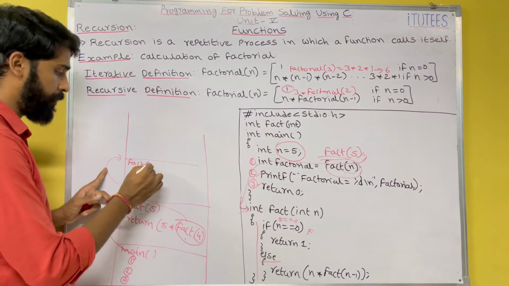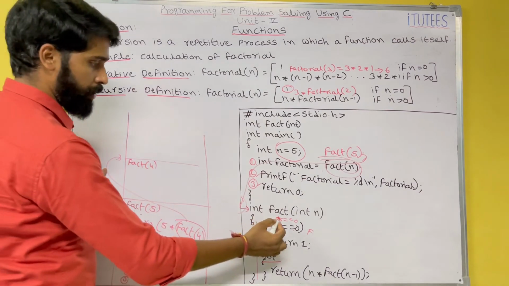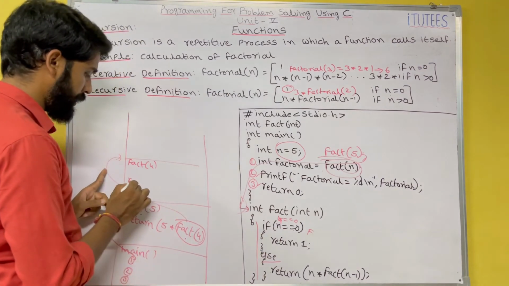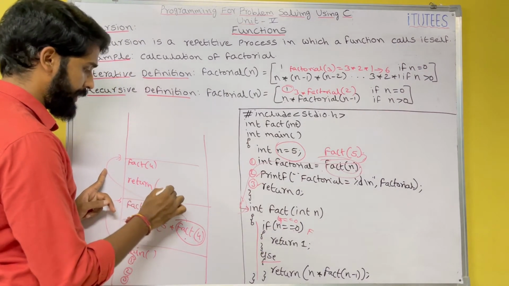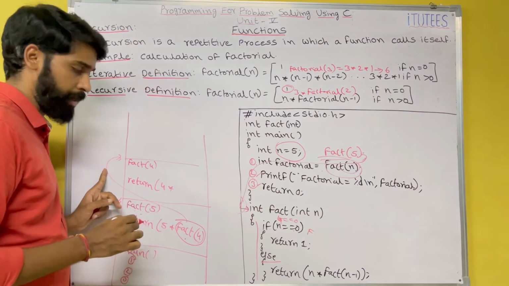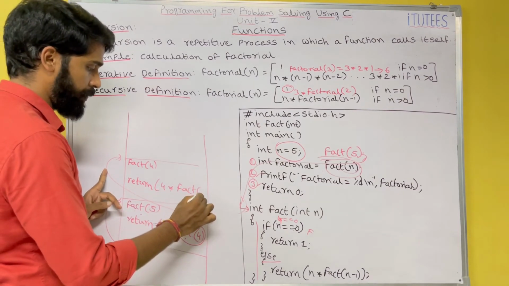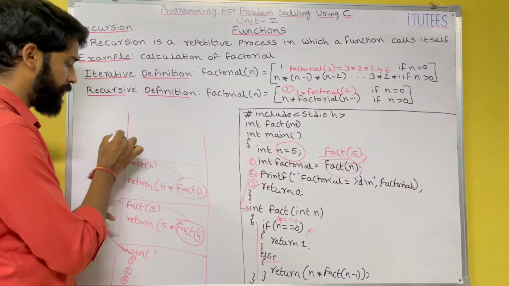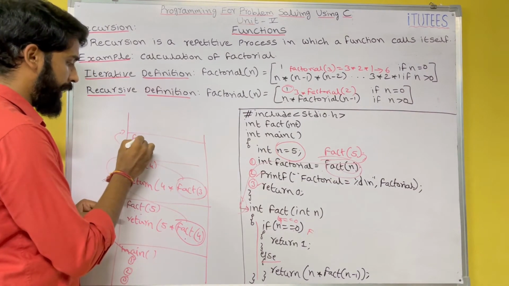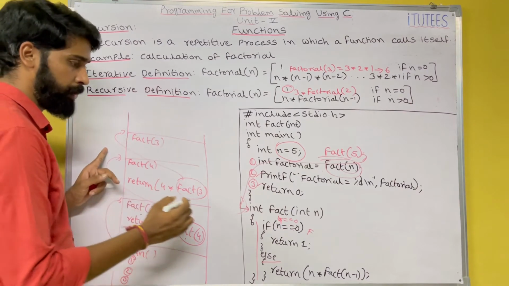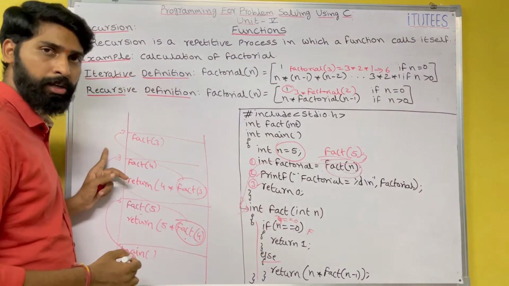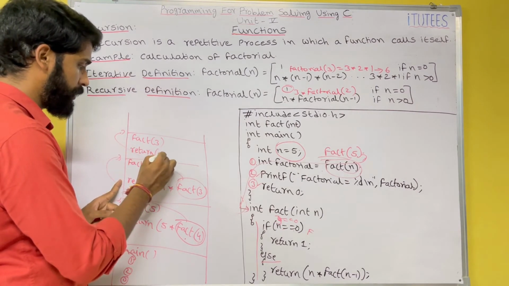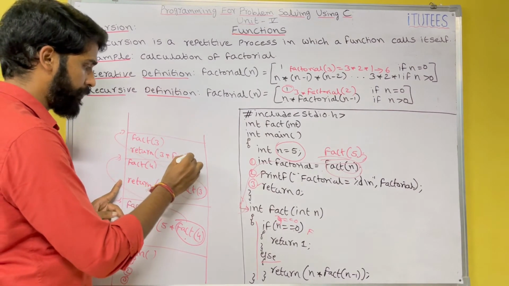Again the function is called, fact of 4. 4 equals 0, false. So go to here. What is it? The instruction is return n into fact of 3, with n value equal to 4 here. Now also we don't know the value of fact of 3. Again the function calls fact of 3. 3 equals 0? No, it is false. So else part, return 3 into fact of 2.